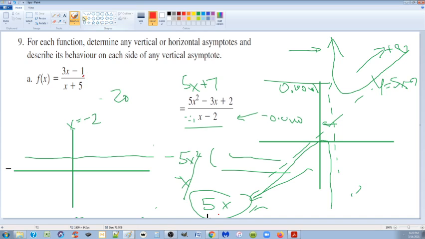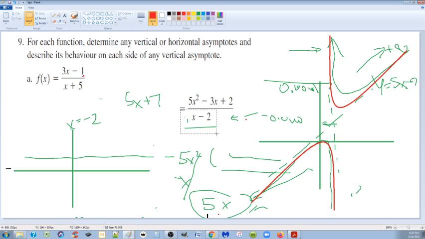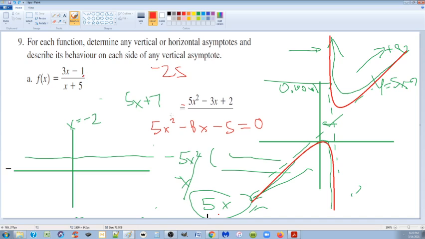So in red, if I'm going to do it improperly, it looks roughly like that, and roughly like that, and it's going to look like that. And the last question is, does it ever cross its asymptote? So you make it equal to its asymptote. I think I have to make it equal to its asymptote and then solve for x, so you're going to get 5x squared minus 8x minus 5 is equal to 0. Does minus 25 ever have multipliers that add up to minus 8? It's a good question. So I'm just going to put this 3x minus 1, x plus 5.